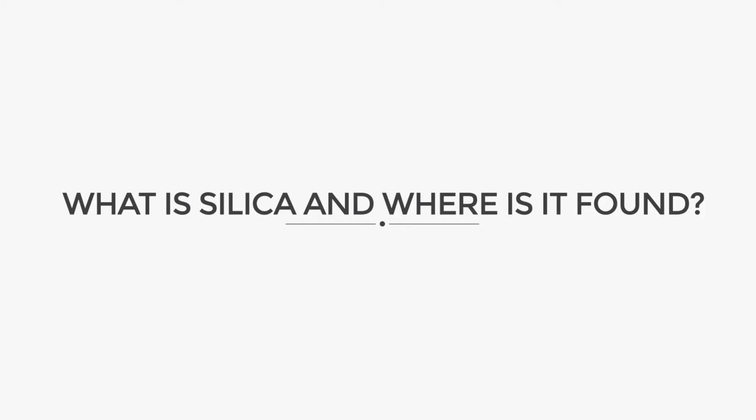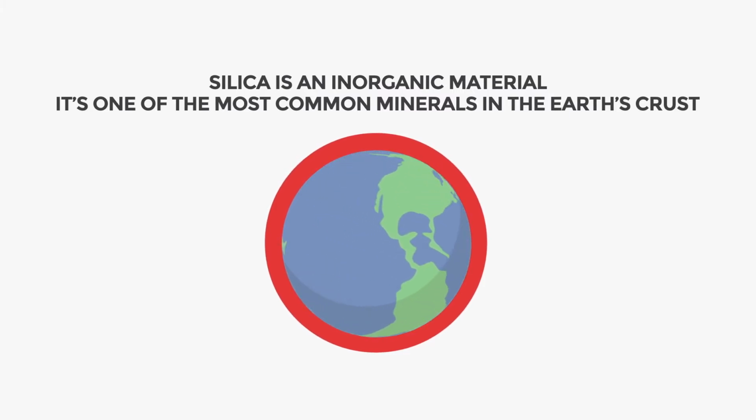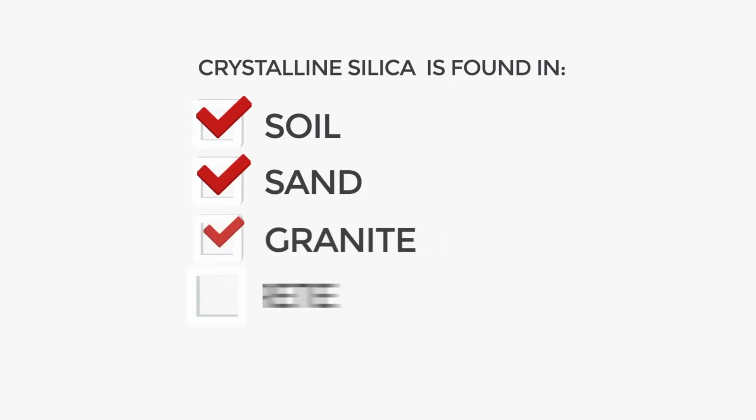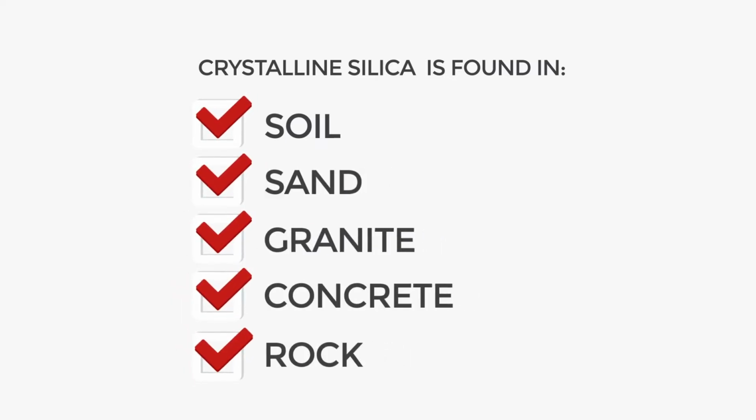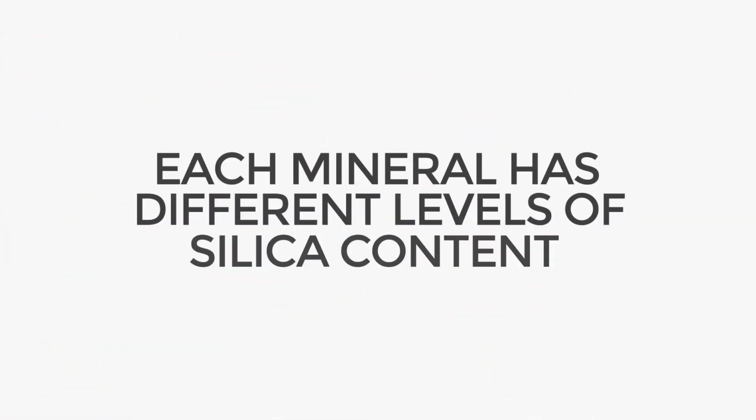First off, what is silica and where is it found? Silica is an inorganic material, which means it will not break down over time. It's one of the most common minerals in the Earth's crust. Crystalline silica, also referred to as quartz, is found in soil, sand, granite, concrete, rock, and many other materials. Each mineral has different levels of silica content.